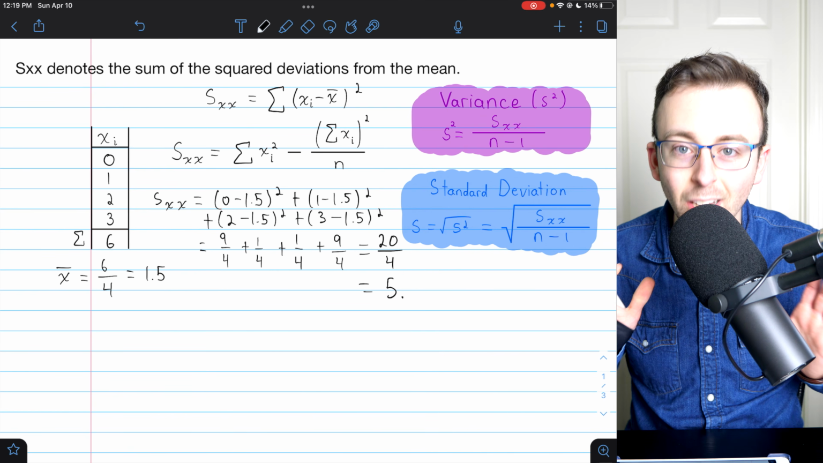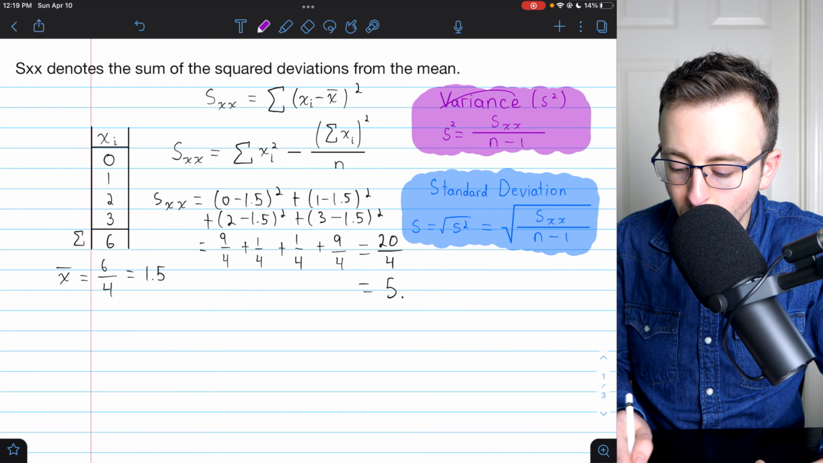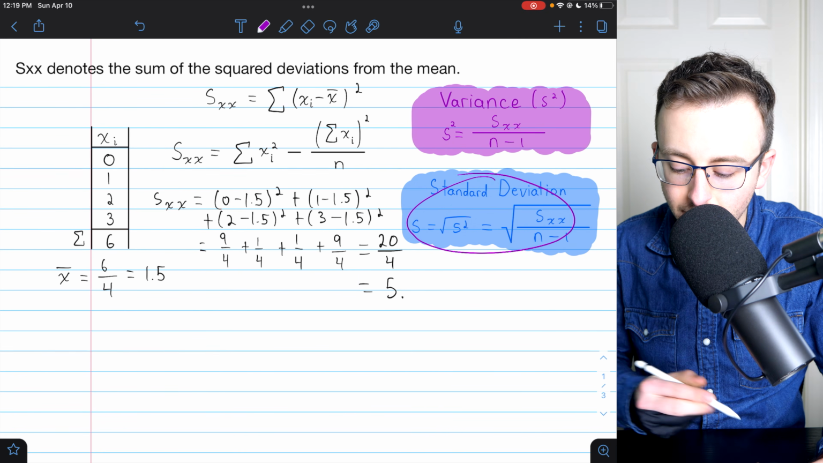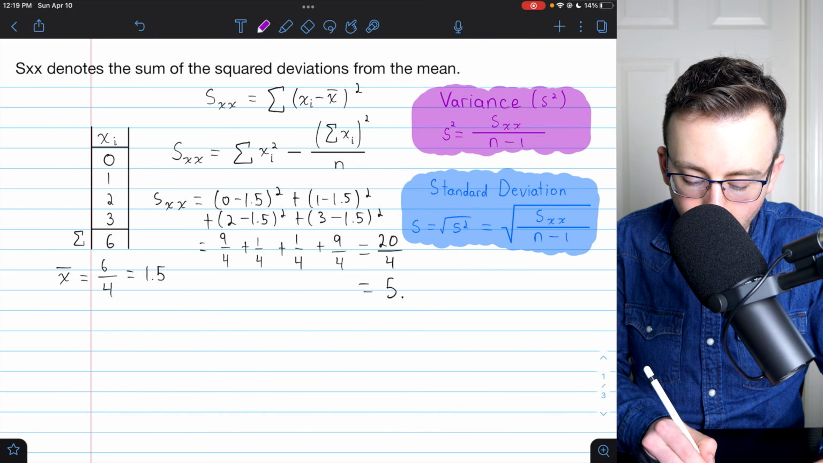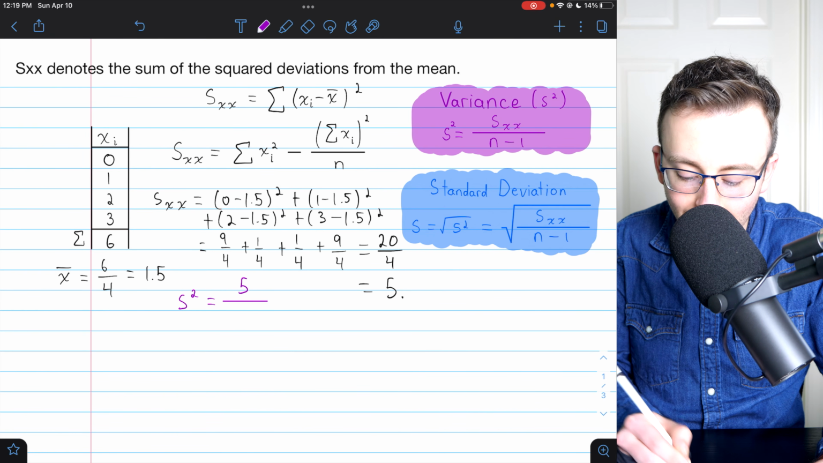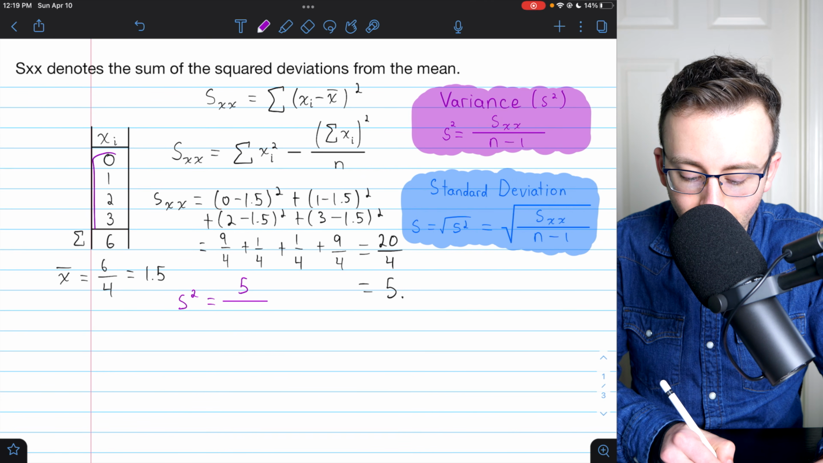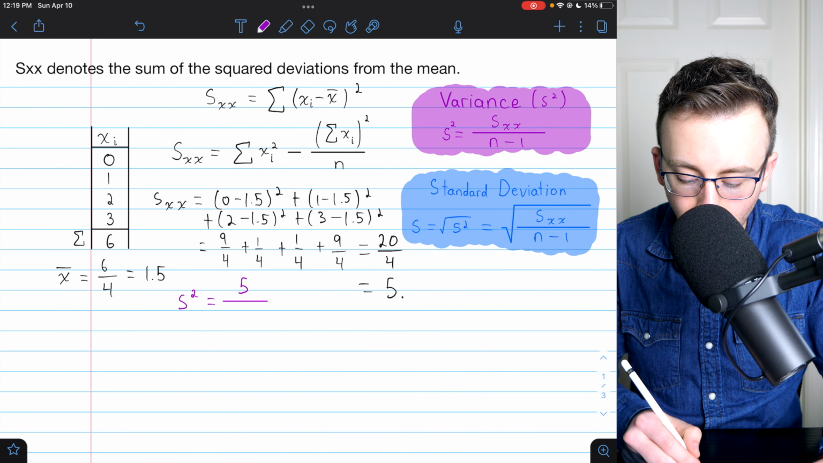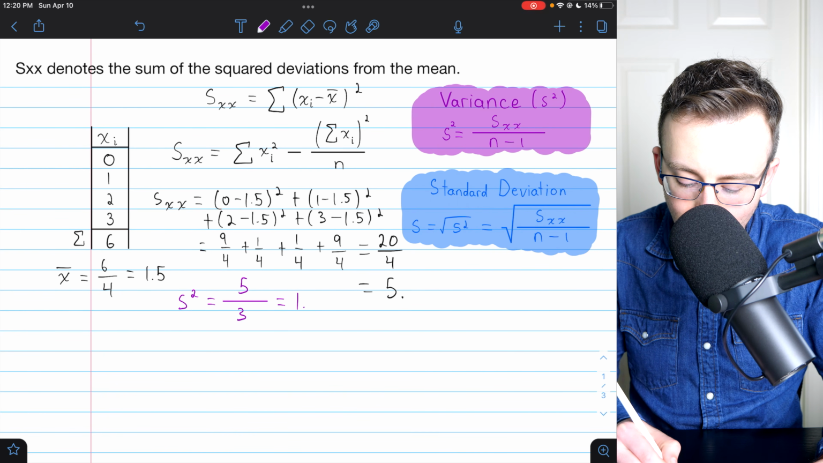It's equal to 5. And then just like that, now that I know SXX, it's really easy to calculate the variance and the standard deviation of this sample. The variance, S squared, can be found by taking SXX, which we just calculated to be 5, and then divide by n minus 1. N, the number of data values, is 4, so 4 minus 1, that's 3.